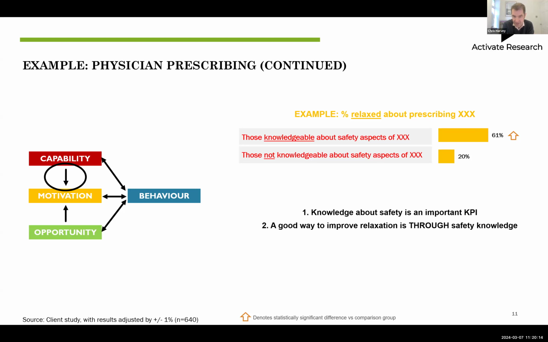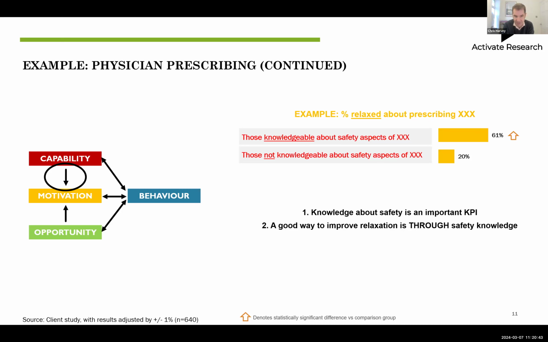First of all, it tells us that knowledge about safety is an important key performance indicator. It is strongly linked to relaxation in prescribing, the motivation metrics, so it's something we should care about trying to improve if we want to increase behaviour towards this product. And the second thing it tells us is that if we do want to increase prescribing this product, which the client did, a very good way to improve this relaxation metric is through safety knowledge.